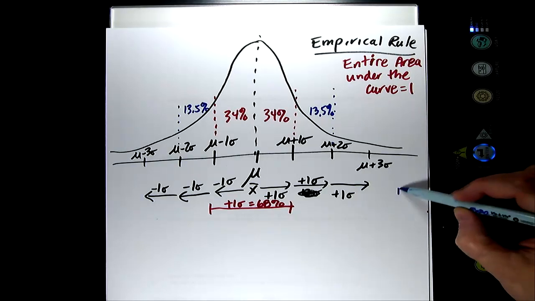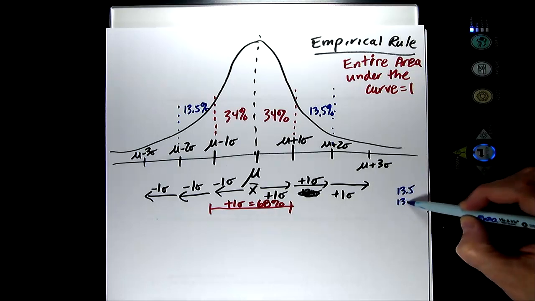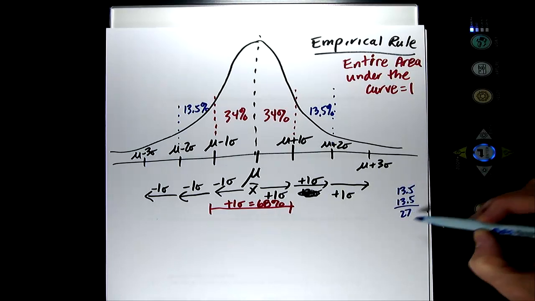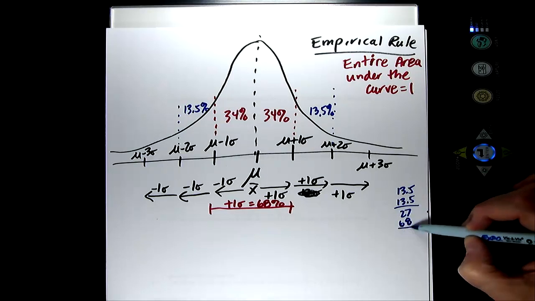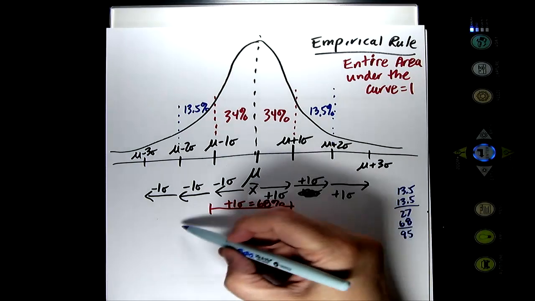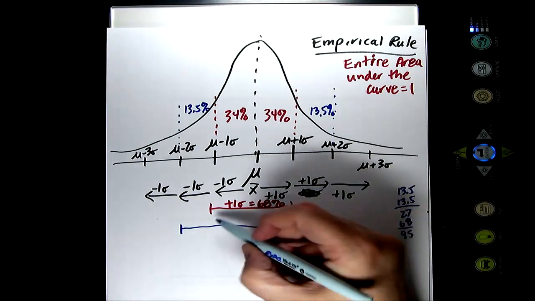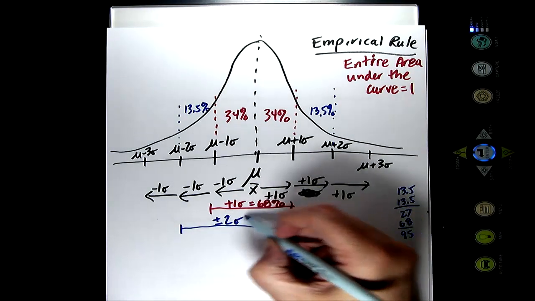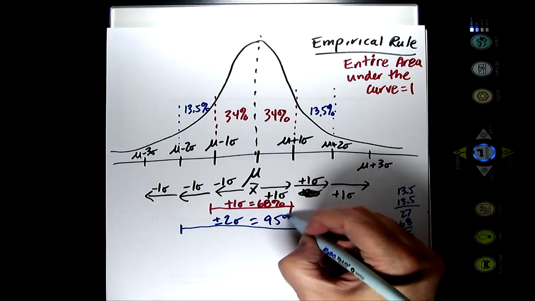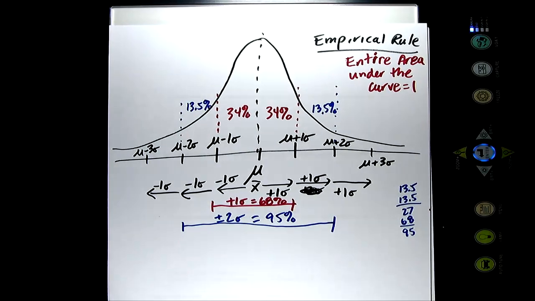If you add up 13.5 and 13.5, you get 27. And if I add the 68 to it, I get 95. Between 2 standard deviations, plus or minus 2 deviations, you will get 95% of the data. This is an approximation. The actual value is like 95 point something. We'll see that when we get to chapter 7.